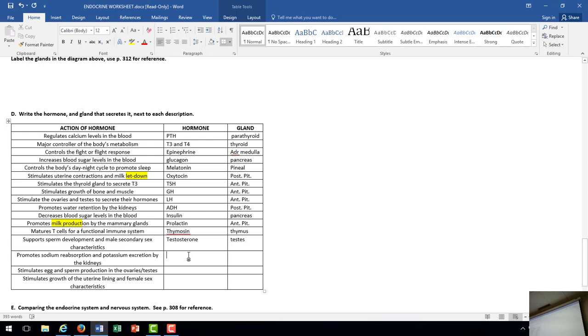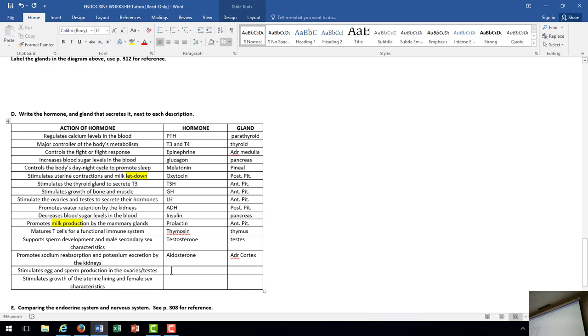Sodium reabsorption and potassium excretion by the kidneys. Talked about that in lecture. This is important for blood pressure control. It's aldosterone. And that comes from the adrenal cortex. That's the outer margin of the adrenal gland.